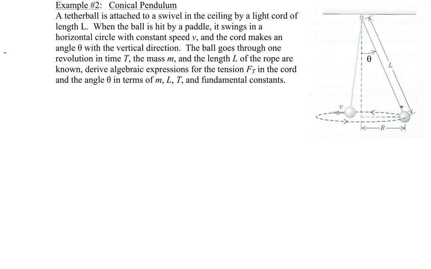So when the ball is hit by, say, a paddle, then the ball will be swinging along in this perfect horizontal circle with a constant speed v, and it's making an angle theta with respect to the vertical. The ball will take a time of T to make one revolution. The ball's mass is given as m, and the length of the rope is shown here as L.